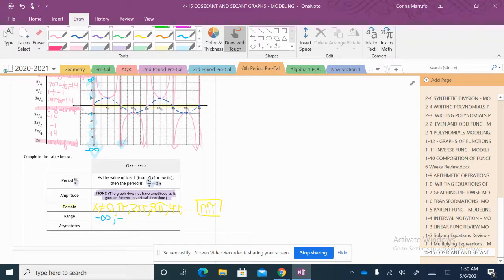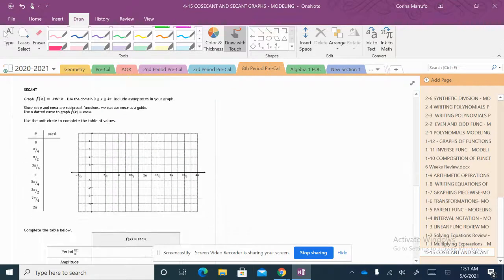Negative infinity, negative 1. You can never touch negative infinity, but we do touch at 1 and negative 1. We have this little gap, so I put the u, and then it starts back up at 1 and goes on to infinity. Okay. So for our domain, our x values cannot equal n pi. And the reason for that is because we have asymptotes at n pi.